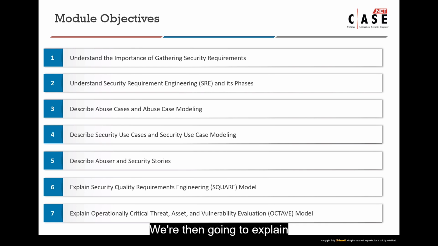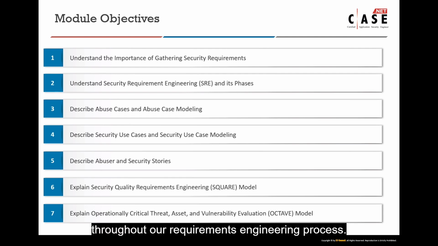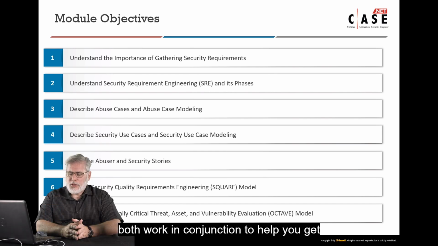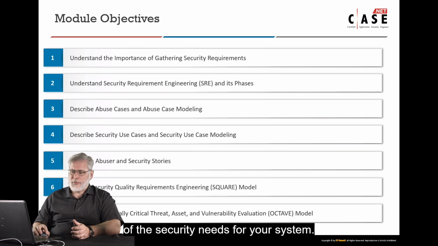We're then going to explain security quality requirements engineering. That's a model commonly called SQUARE. The idea is to ensure that we have a high quality of security throughout our requirements engineering process. We want to look at operational critical threat, asset, and vulnerability evaluation. That's a model commonly called Octave. The SQUARE and the Octave models both work in conjunction to help you get a really good understanding of the security needs for your system.